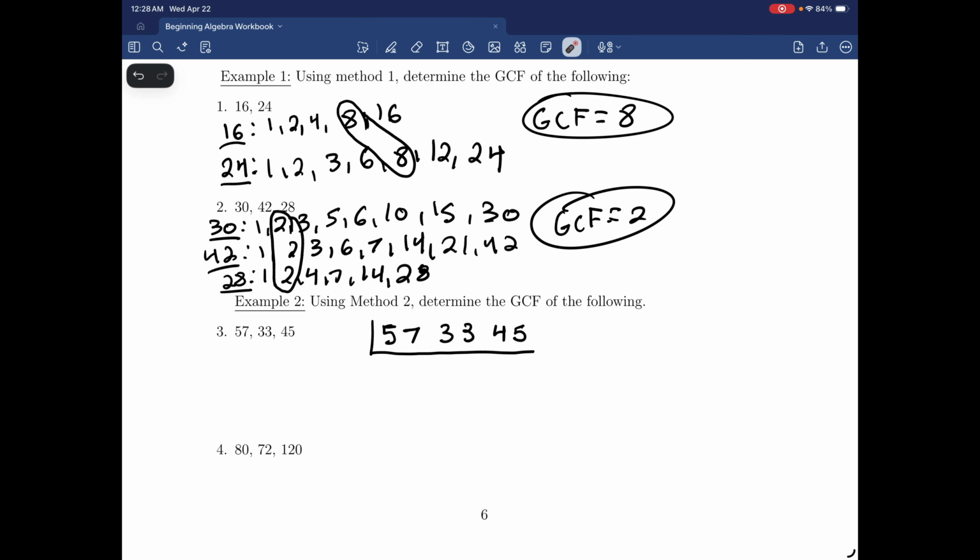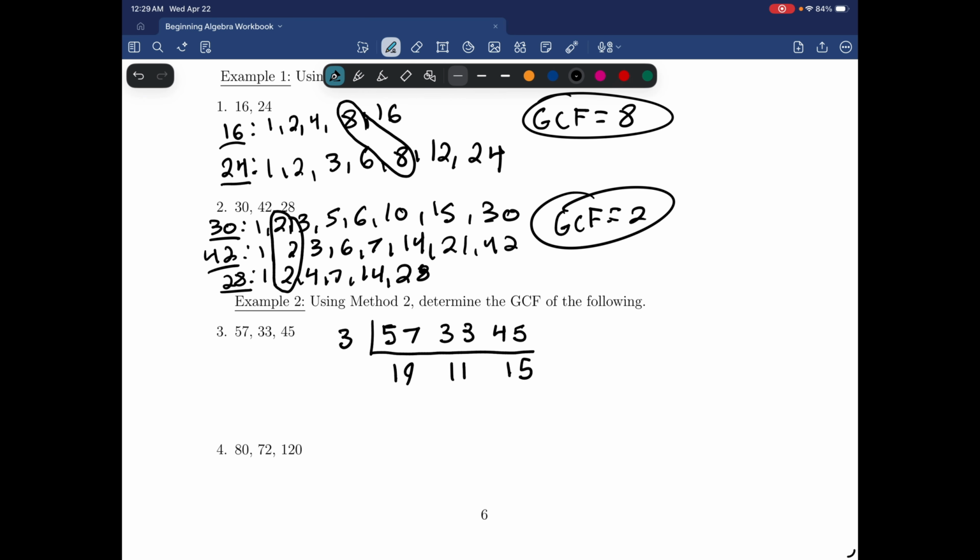And they're all odd, so based off the fact that they're all odd, I'm going to see if I can divide them by 3. And it just so happens that all of them are divisible by 3. So I'm going to write 3 out on the side to denote that I'm dividing all these by 3. Then I divide all the numbers by 3 and put the results down here. So 57 divided by 3 is 19. 33 divided by 3 is 11. And 45 divided by 3 is 15.